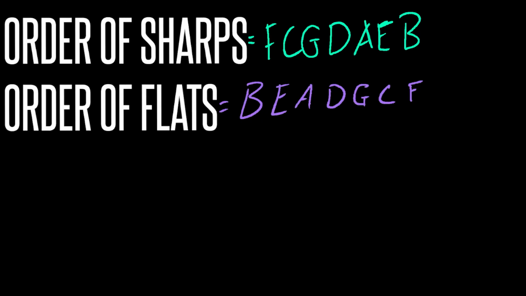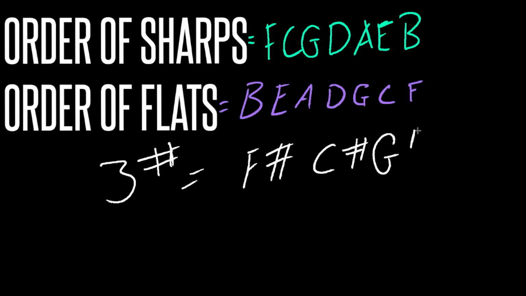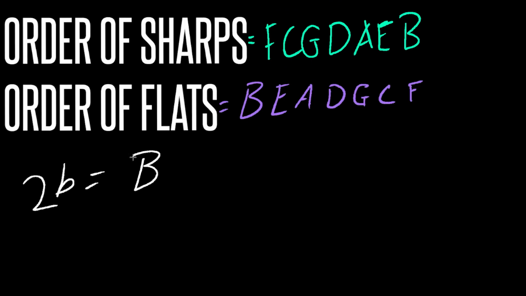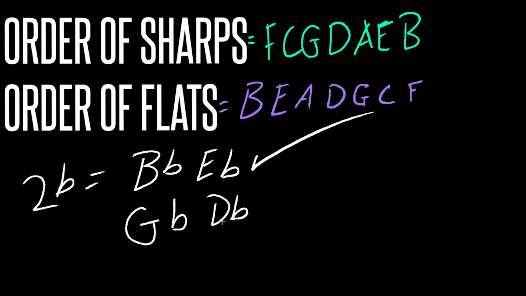The order of sharps and order of flats will tell you pretty much the order of what sharp note or flat note will be in a specific scale. So, for example, if a scale has 3 sharps in it, those sharps have to be F sharp, C sharp, and G sharp. It's not going to be like A sharp, B sharp, and C sharp. Same thing for the flats. If there are 2 flats, it's going to be B flat, E flat. So not like G flat, D flat. None like that. And for the record, a regular major or minor scale will not have both sharps and flats at the same time.